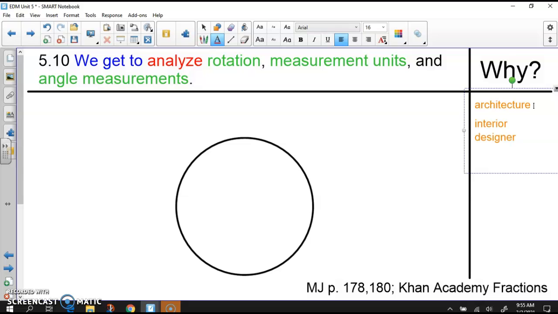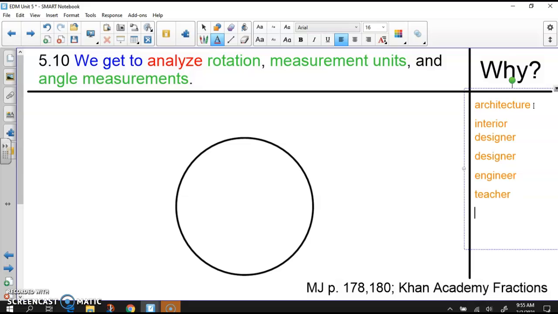Any other thoughts about why we would want to have angle measurements? Okay, a designer of some sort. People, yes, absolutely. Designers of all sorts. I think a good way to say that is an engineer has to know their angles very well because they do a lot of designing.